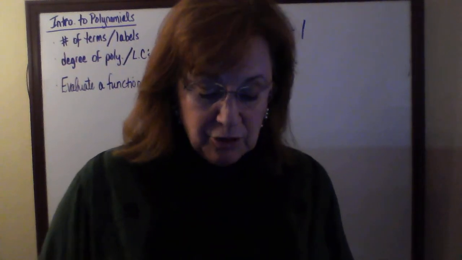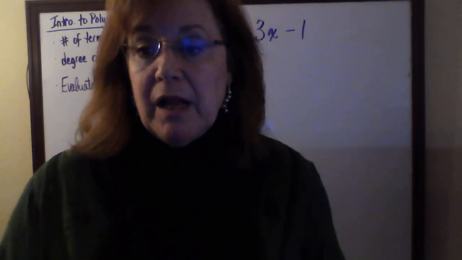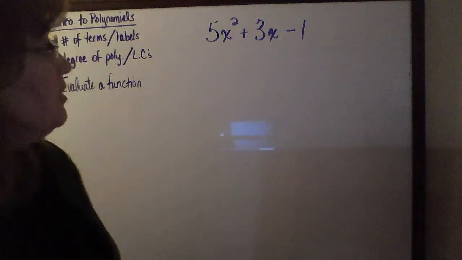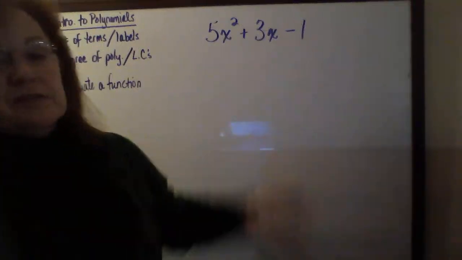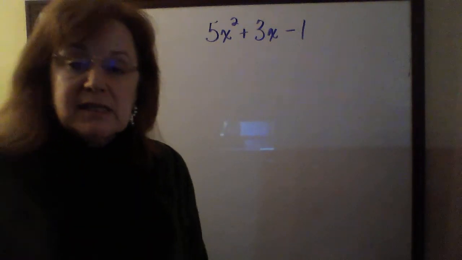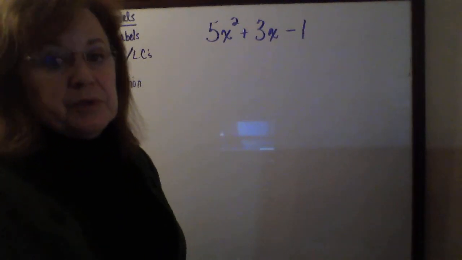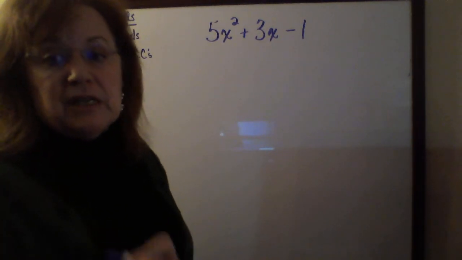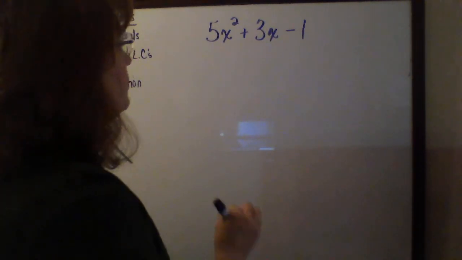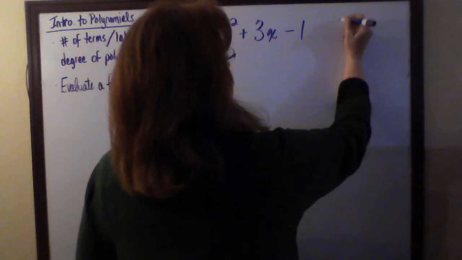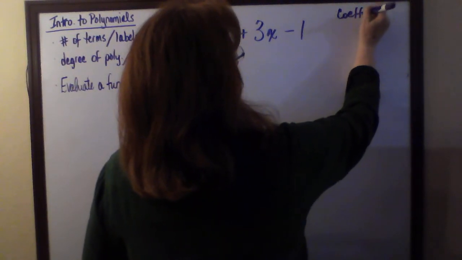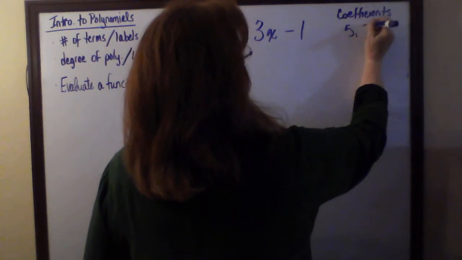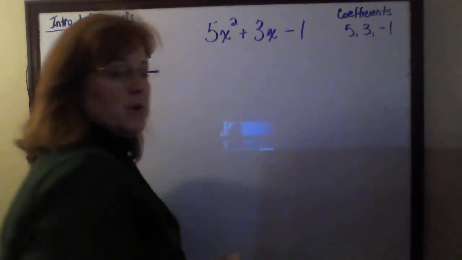Okay, we're going to look at degree as well as the parts of a polynomial, starting with this trinomial on the board, 5x squared plus 3x minus 1. That's considered a single variable polynomial or trinomial because we're only using x's in this. So the coefficients are 5, 3, and negative 1.